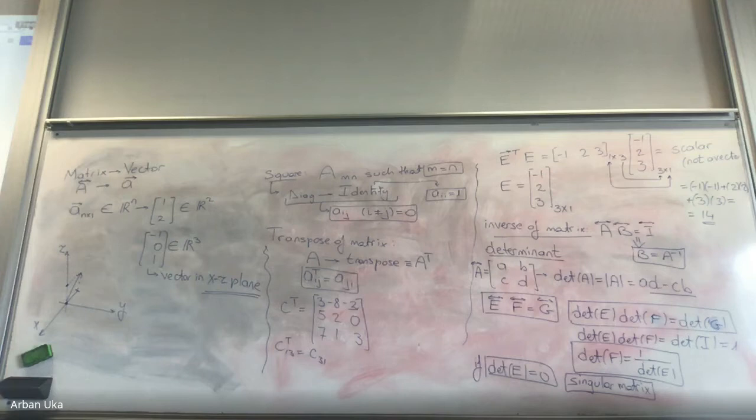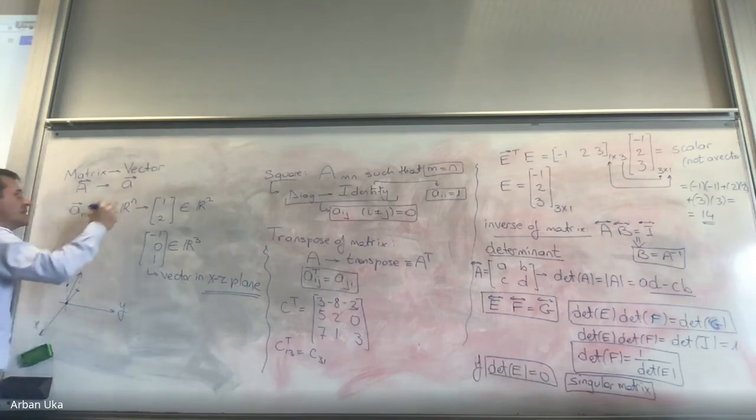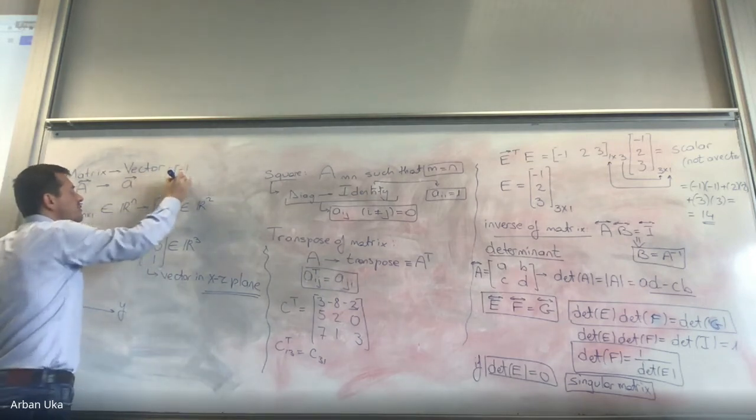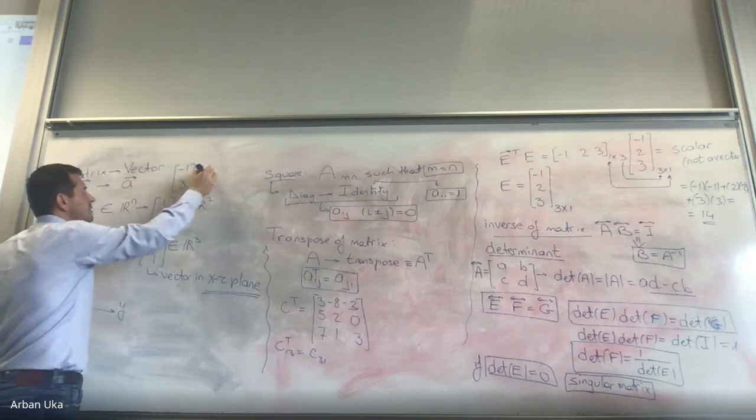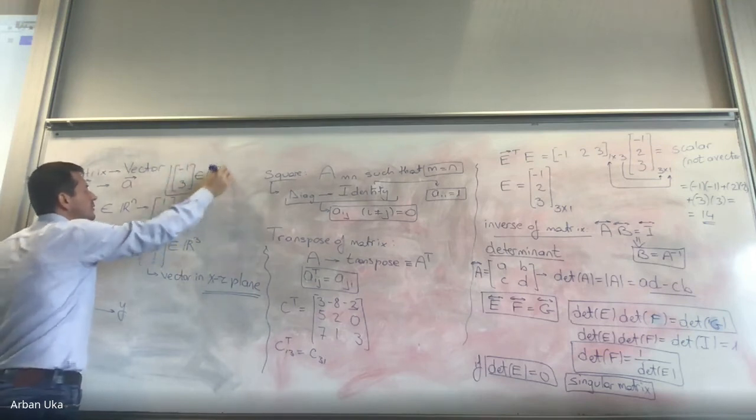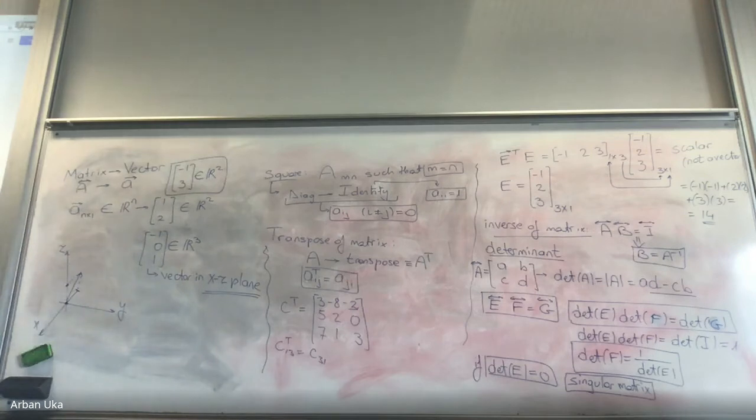So this is a vector in the xz plane because the projection along the y is equal to 0. So we have here a vector from the set R cubed. R cubed just has a triplet of numbers. If it is R squared, we have a pair of numbers that can constitute a vector. Similarly, we can also have minus 1, 3. This is also a vector, which is in the larger set of R squared.